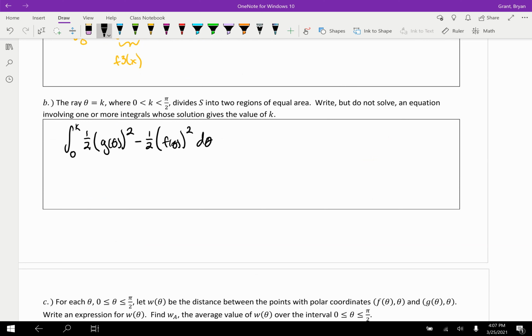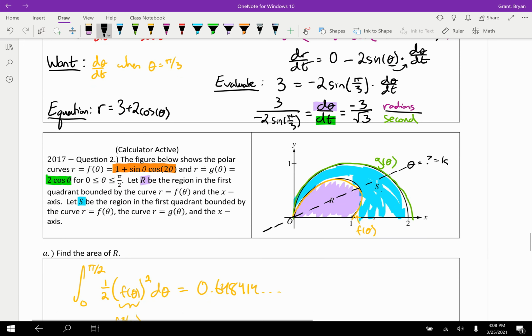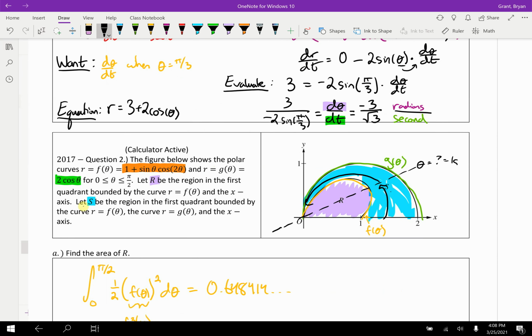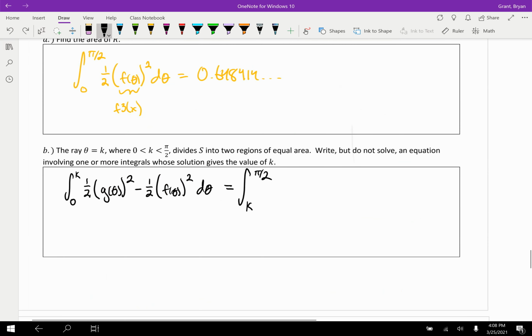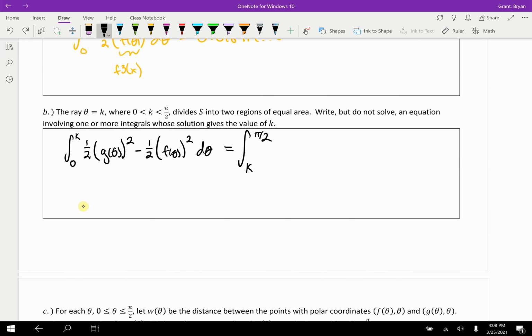And what are we trying to do? Well, we're trying to find where this guy makes the two areas equal. I'm saying this is half of the area, and then wouldn't that be equal to the area from k to pi over 2? Right? My first integral gave me this area. My second integral is going to give me this area. And those integrals, I think, need to be equal to each other. So equal from k to pi over 2.